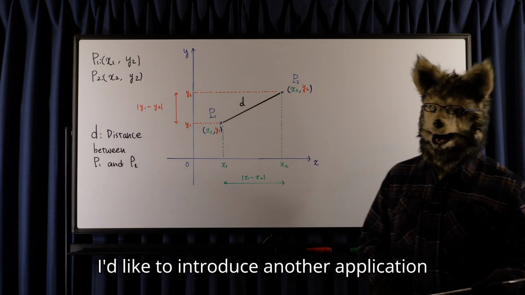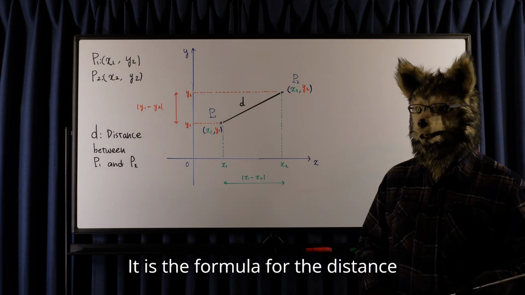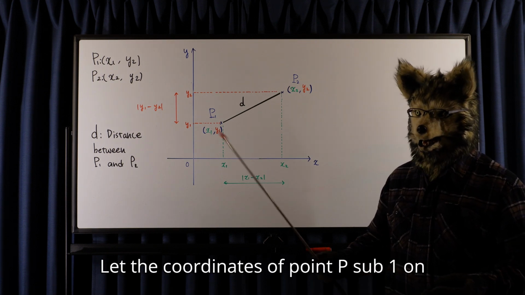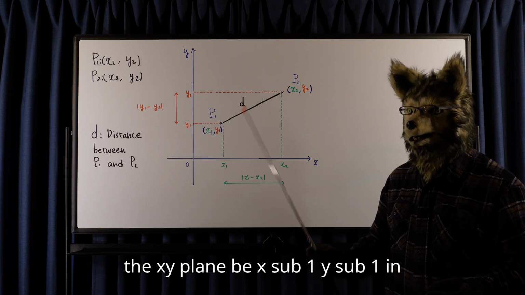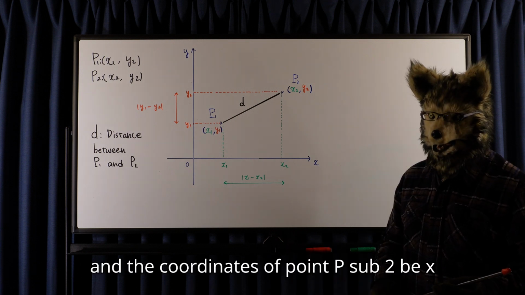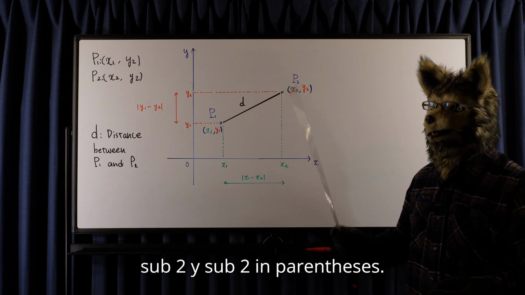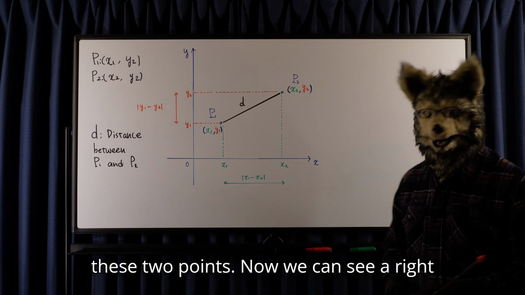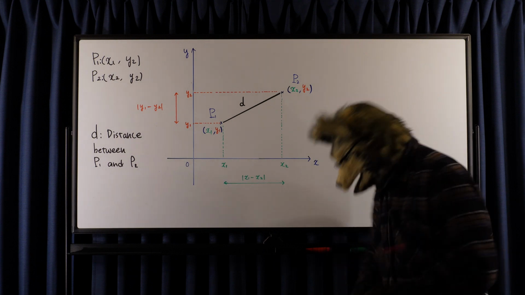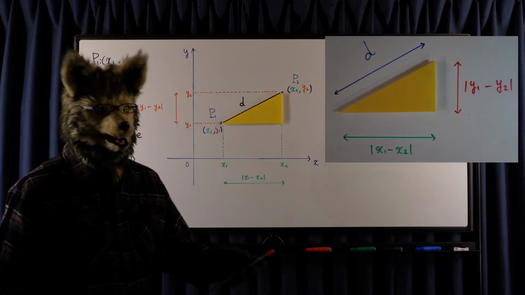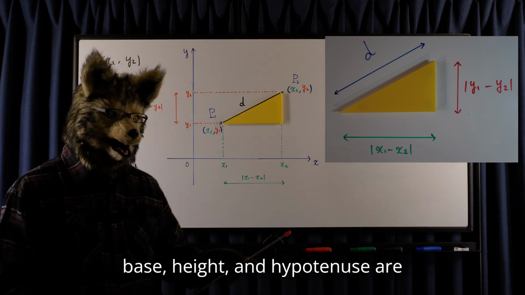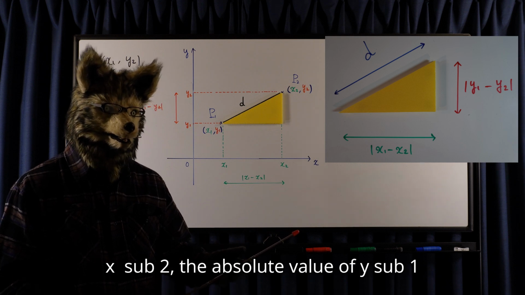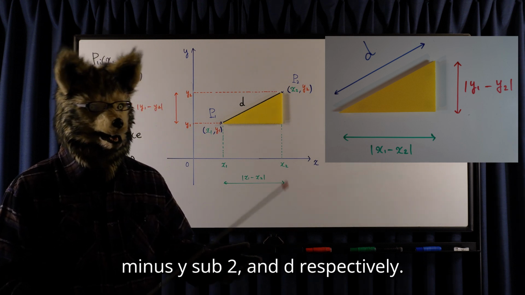I'd like to introduce another application of the Pythagorean theorem. It is the formula for the distance between 2 points on the coordinate plane. Let the coordinates of point P sub 1 on the xy plane be (x sub 1, y sub 1), and the coordinates of point P sub 2 be (x sub 2, y sub 2). And the D represents the distance between these 2 points. Now we can see a right triangle here. We can also see that the length of the base, height, and hypotenuse are the absolute value of x sub 1 minus x sub 2, the absolute value of y sub 1 minus y sub 2, and D respectively.